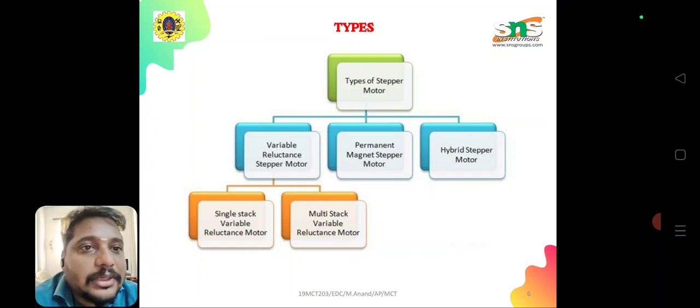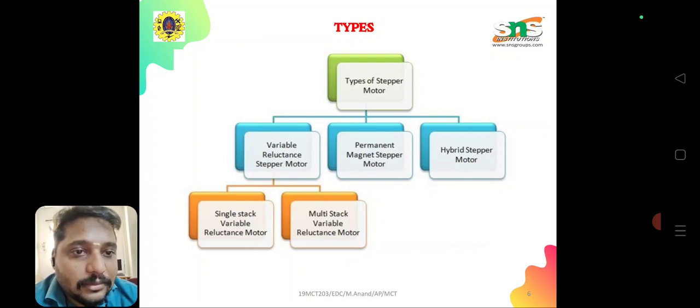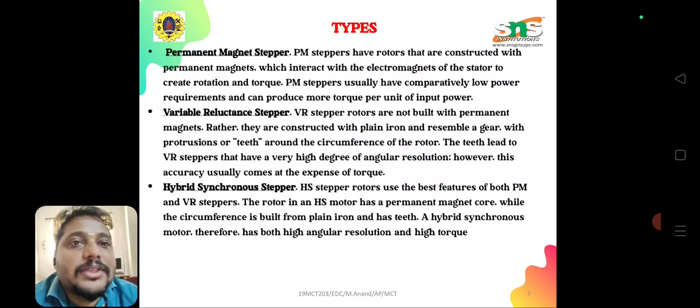The types of stepper motor are the variable reluctance stepper motor, the permanent magnet stepper motor, and the hybrid stepper motor. Again, the variable reluctance motor is classified into two types: the single stack variable reluctance motor and the multi-stack variable reluctance motor. And then the permanent magnet stepper motor, the PM stepper motor, has rotors constructed with permanent magnets which interact with the electromagnets of the stator to create rotation and torque. The permanent magnet stepper usually has comparatively low power requirements and can produce more torque per unit of input power.